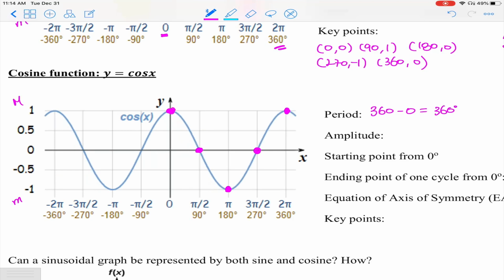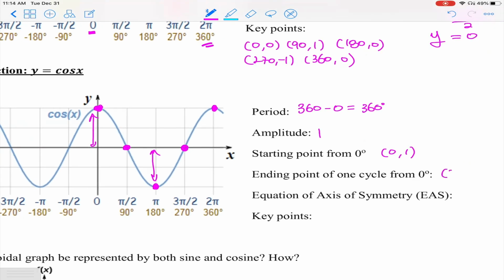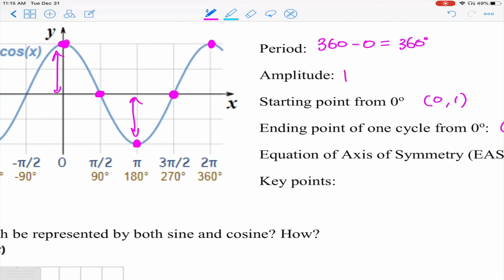The amplitude is from the middle, which is 0, right? The middle between 1 and -1 is 0. So the distance over there or the distance over there is 1. And it is the same equation as the previous one: the maximum minus minimum divided by 2. The starting point here is 0, 1, and the ending point here is 360, 1. The equation of the axis is the middle, which is the average, so maximum plus minimum divided by 2, which is then y equals 0. Don't forget the y equals, it's an equation. And the key points are found the same way: turning points, and where it intersects with the axis. So 0, 1, 90, 0, 180, -1, 270, 0, and then 360, 1. So those are the 5 points and then done.